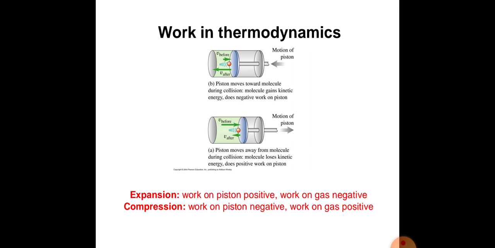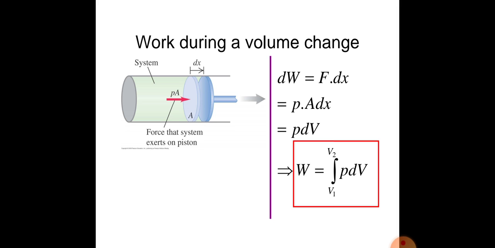So in these two processes, one is expansion and another one is compression. In the expansion process, the work on the piston is positive, and the work on the gas is negative. In compression, the work on the piston is negative, but on the gas the work is positive. Okay, now moving forward, work during a volume change.